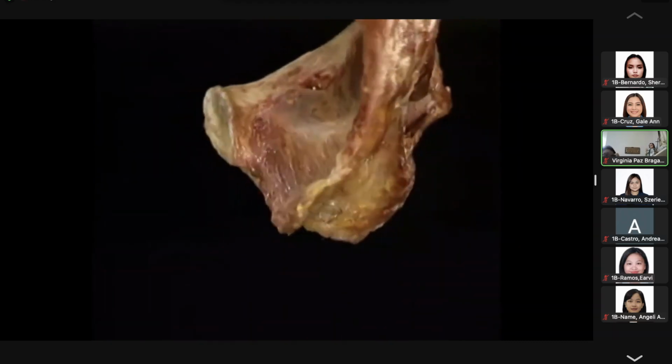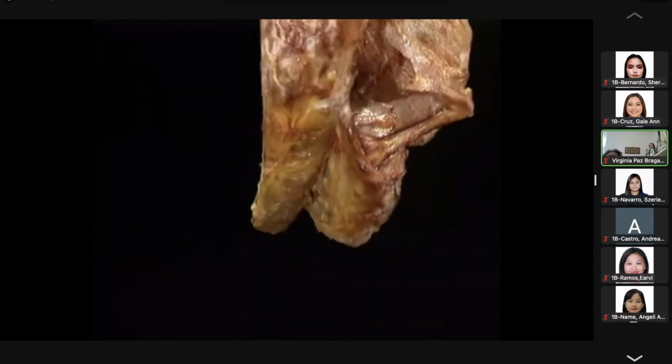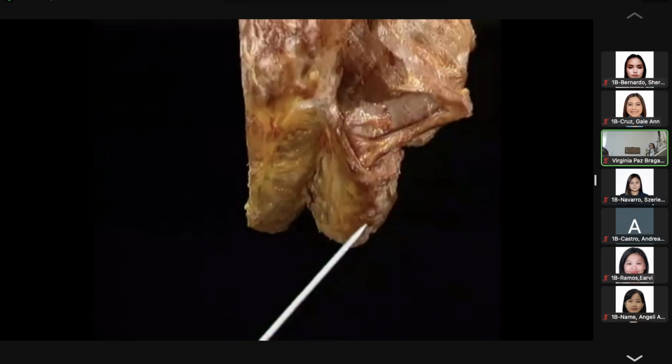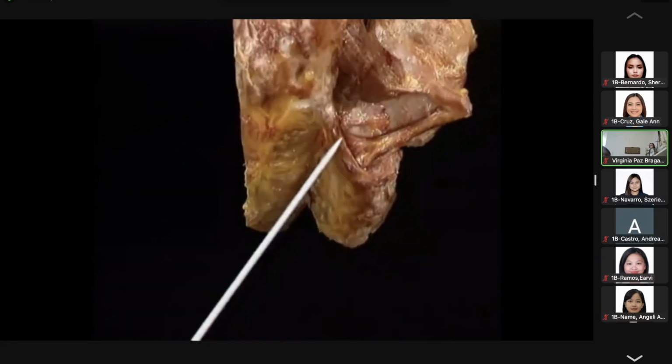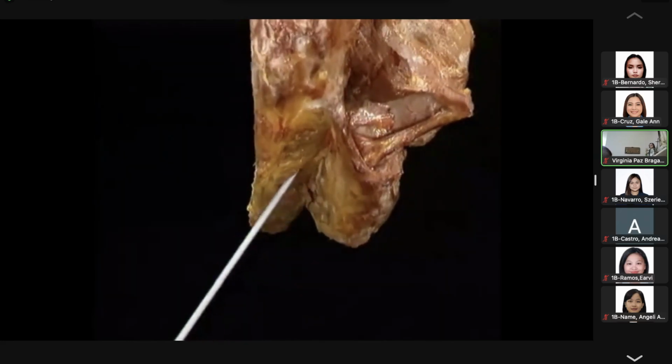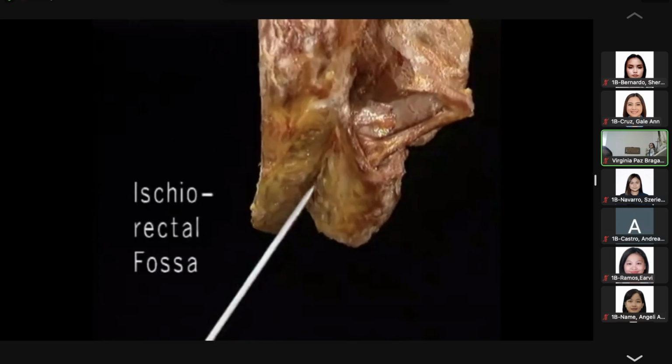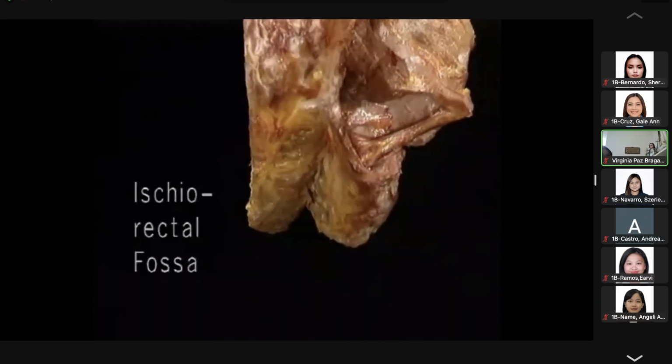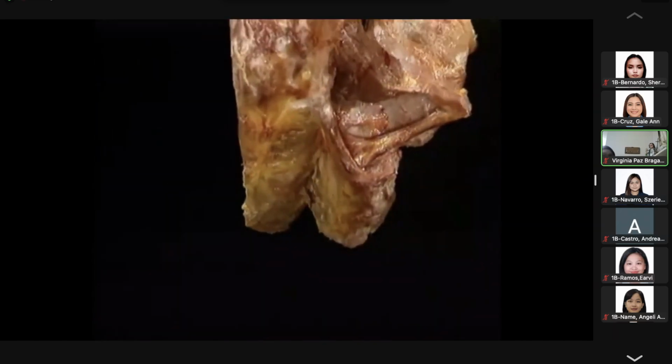Let's go round to the back to see the underside of levator ani. Here's the ischial tuberosity, here's the sacrotuberous ligament. The space between these structures and the underside of the levator ani is called the ischiorectal fossa. In the living body, it's filled with fat.